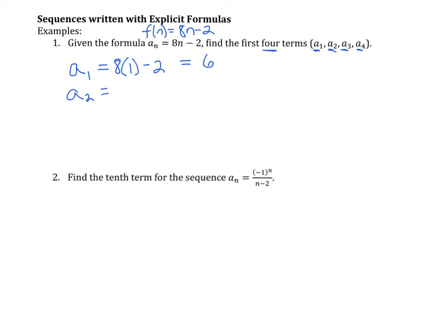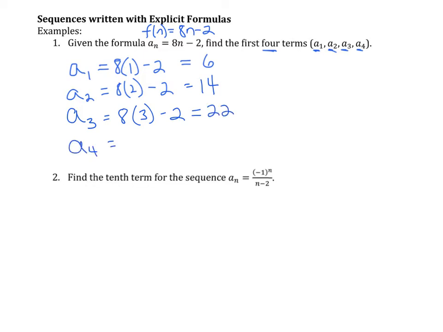A sub 2 would equal 8 times 2 minus 2. So again, where I saw the n in the formula, I replace it with a 2. And so 8 times 2 is 16, minus 2 would be 14. A sub 3 would be 8 times 3 minus 2. So that would be 24 minus 2, which is 22. And lastly, a sub 4 is 8 times 4 minus 2, which would be 30. So there we have it. That's how we go ahead and find the first 4 terms of a sequence.